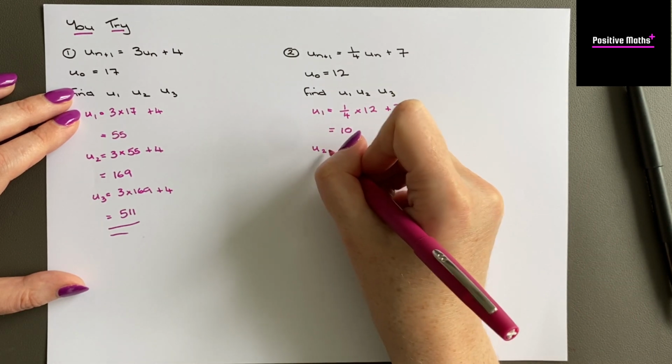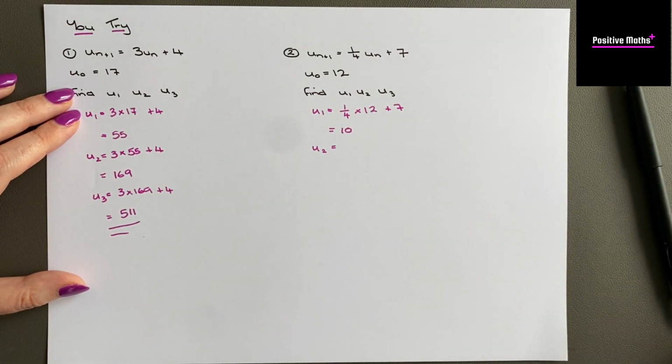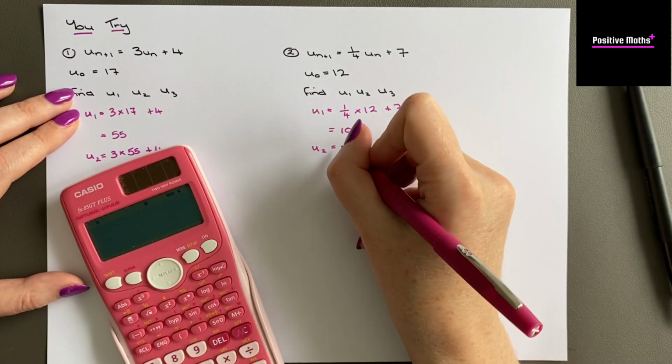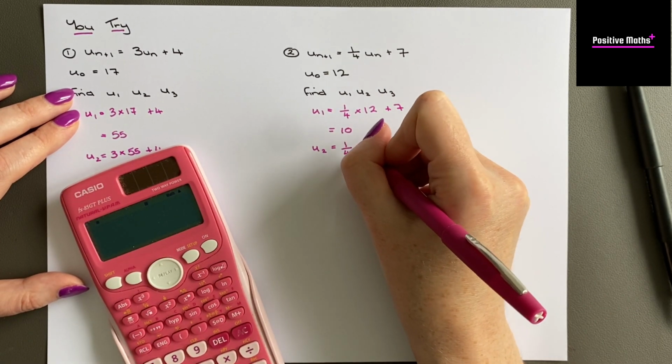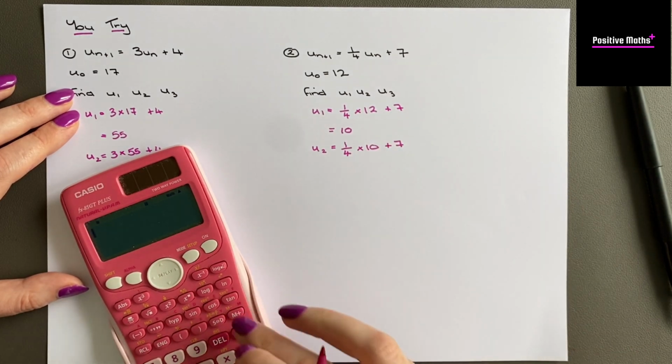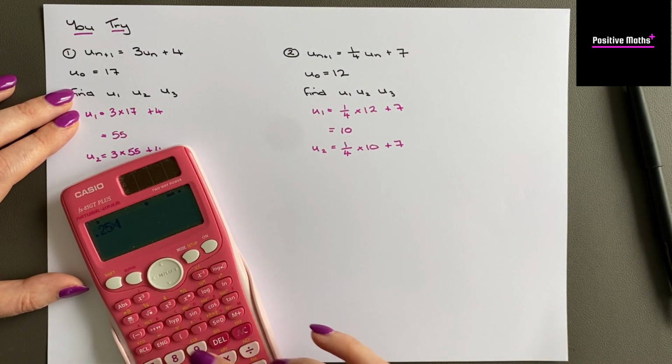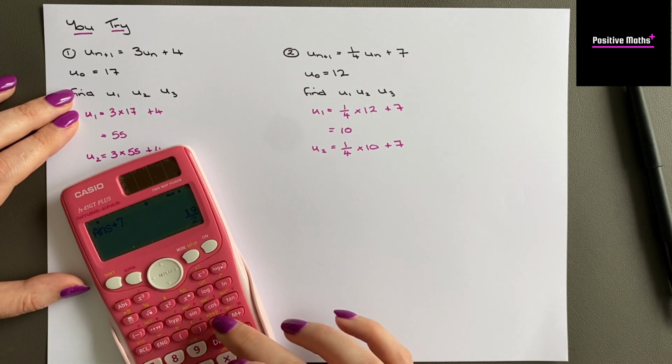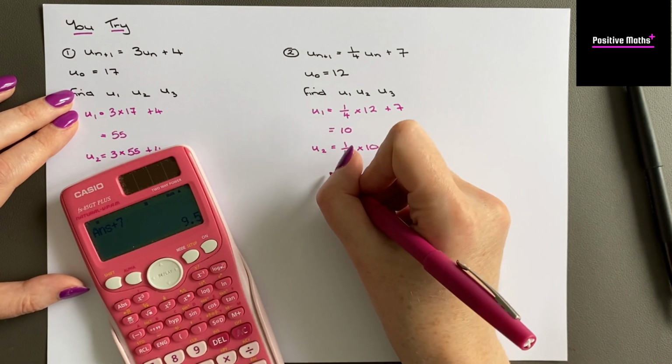u2, a quarter of 10. So I'm going to use my calculator this time. I know a quarter's 0.25, so I'm just going to use it as that. Plus 7 equals 9.5.